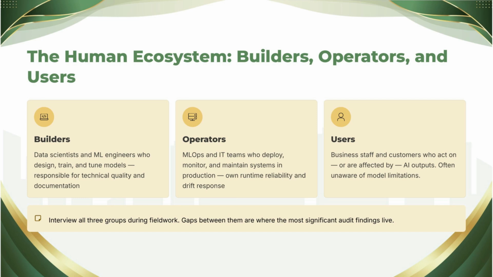There's also a fourth, quieter group: the accountable executives. Someone must own the risk. Often, everyone assumes someone else does. So in your audits, map the humans just like you map the data flows. Who builds, who runs, who uses, who overrides, and who answers when it fails. If any of those boxes is empty, you've already found your first observation.